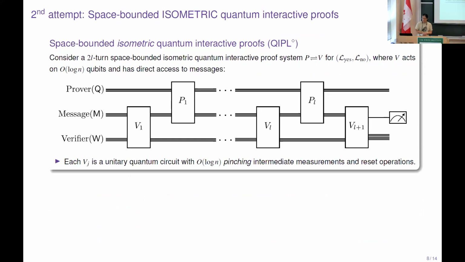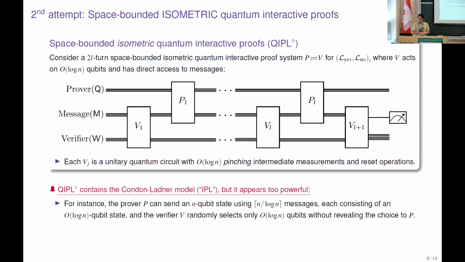This leads to our second model, called the space-bounded isometry interactive proof system. Here the verifier essentially can use whatever we can use in quantum log space, meaning it can use not only log n intermediate measurements, but also log n reset operations. This model, of course, contains quantum log space, but it appears too powerful.